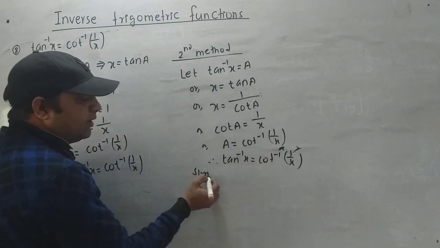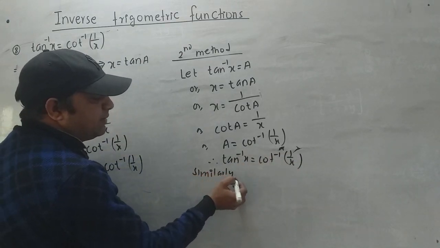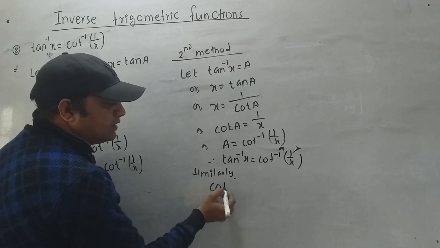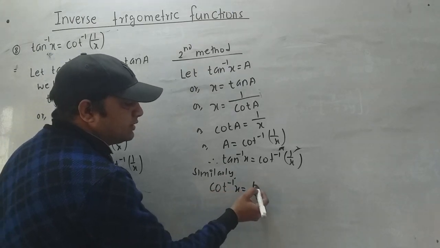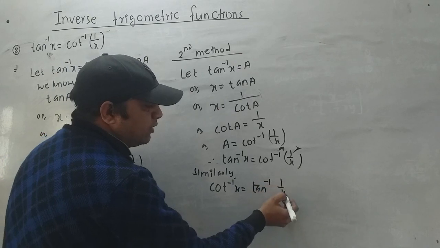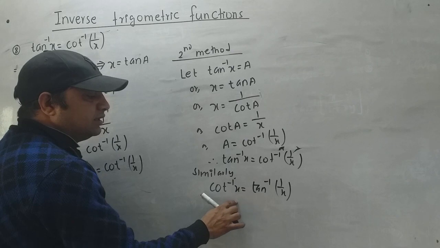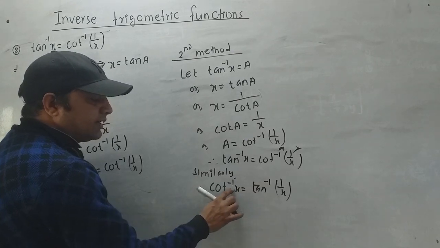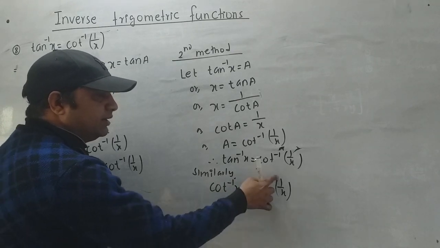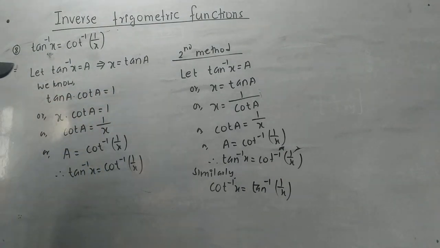Similarly, in a similar way, you can say here cot inverse x equals tan inverse 1 by x. Here x contains 1 in the denominator, just write tan inverse x by 1, if you make it reciprocal it will be 1 by x.